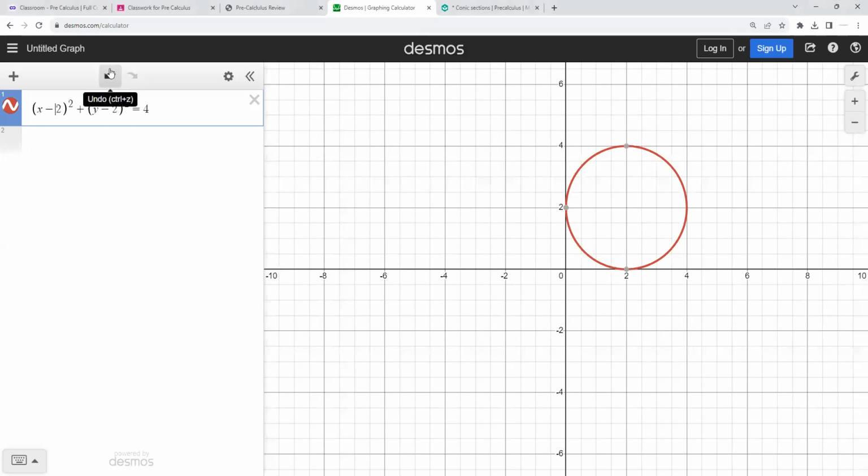If it's a negative, though, you're going to see a positive sign, right? I changed this to a positive sign. You can see the center is now at -2, -2. And so that's equations of circles.